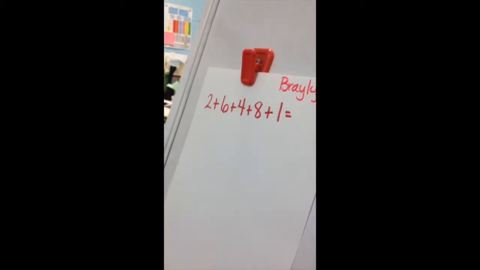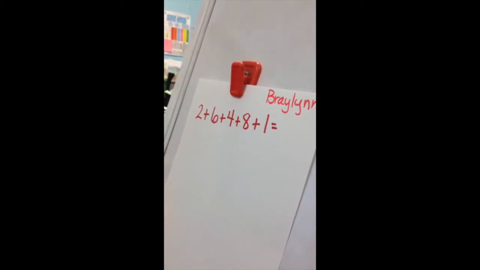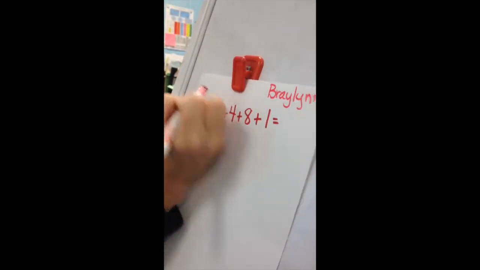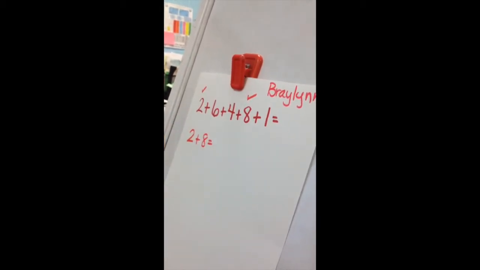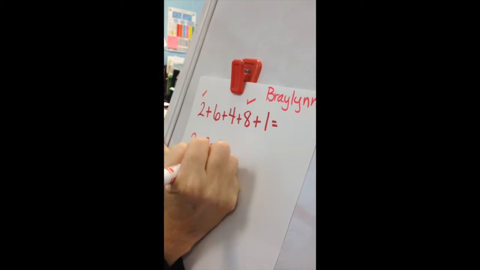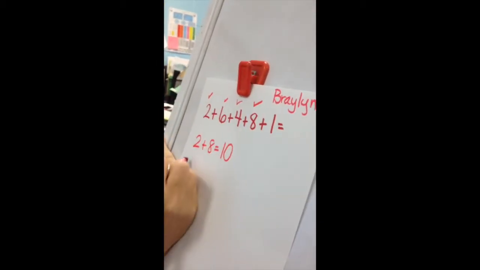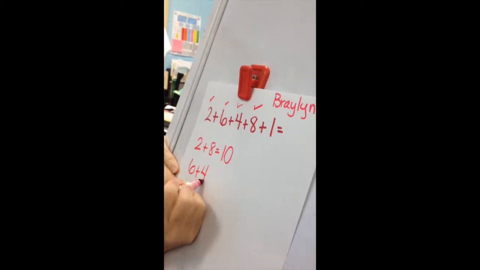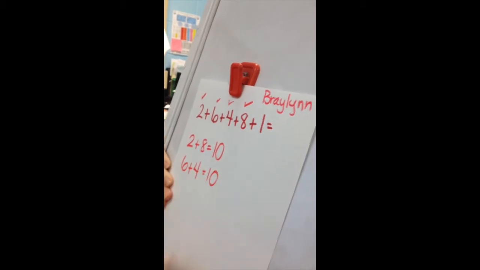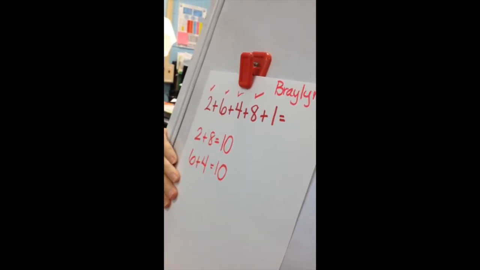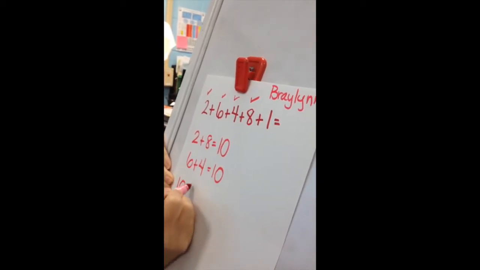Okay? Go, Braylon. First, I put the 2 plus 8. It's the same thing I did, to make a 10. And then I put the 6 plus 4, to make a 10. Then I put the 10 plus 10 since I know that it makes 20 because I did a doubles.